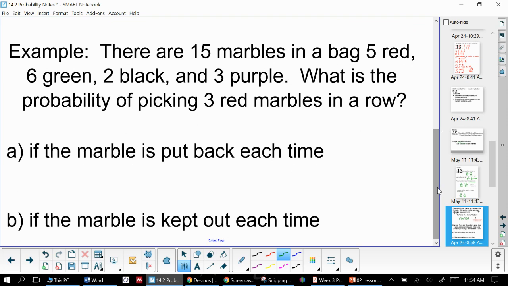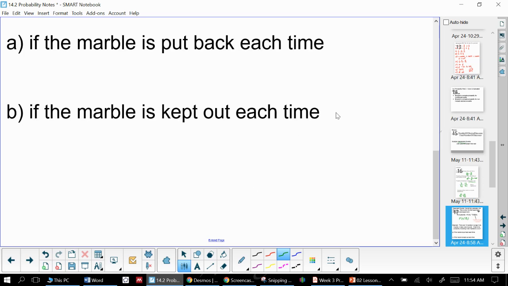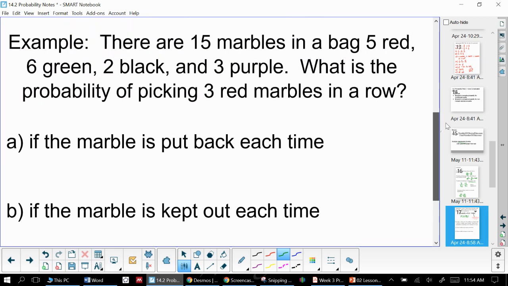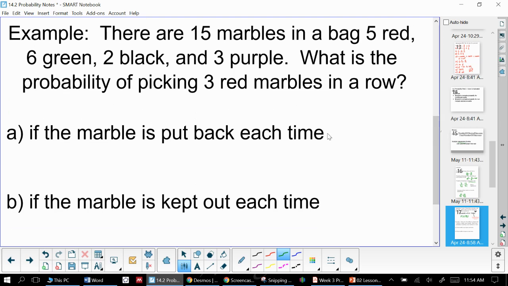So here's a classic example. We've got marbles in a bag. So 15 marbles, 5 red, 6 green, 2 black, 3 purple. What is the probability of picking 3 red marbles in a row? We've got 2 different cases, and this is the idea of with replacement or without replacement. So the A says if the marble is put back each time. So go ahead and think about that.